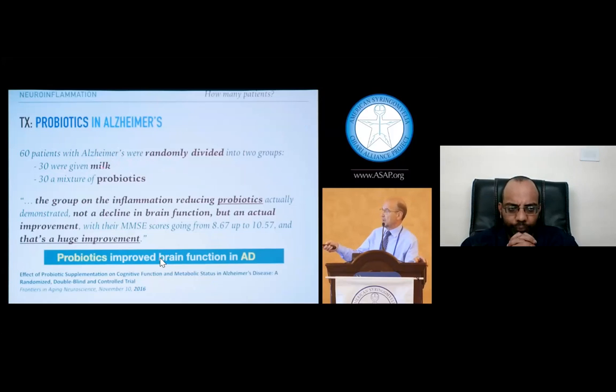Probiotics: they took two groups and they made a mix. One was milk and another a little drink of probiotics that looked like milk. So it was a randomized trial. It was small, 30 in each group. But the group on the inflammation-reducing probiotics did not decline in brain function, but actually improved by these scores, and they said that's a huge improvement. They were surprised that probiotics by themselves could make such a difference in this randomized blinded trial.